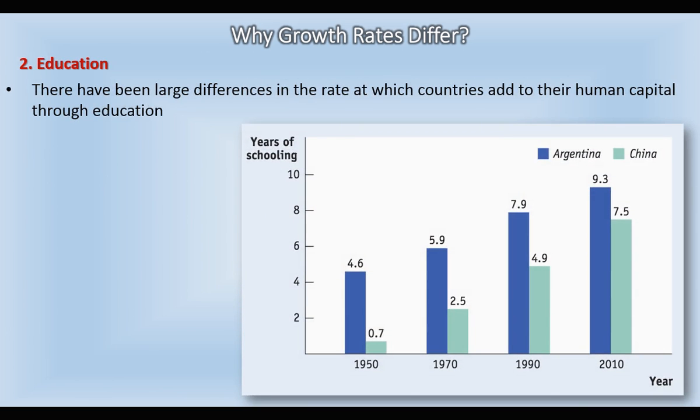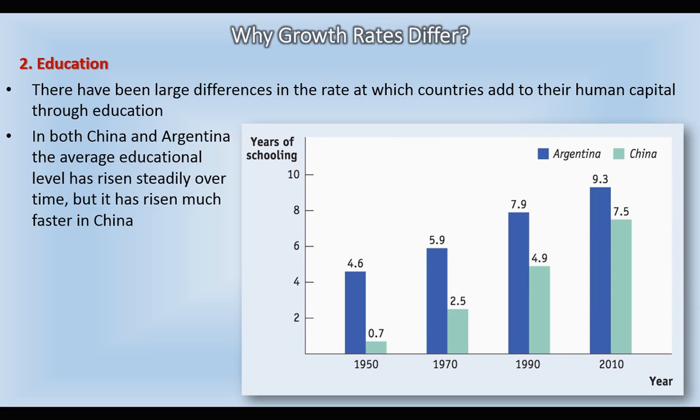Education is another one of these factors that affects growth rates. There have been large differences in the rate at which countries add to their human capital through education. Here we've got years of schooling. The blue bar is Argentina. The green bar is China. China initially was losing here, but they increased quite a bit as far as their years of schooling. Argentina increased as well, but not in as large of a proportion.